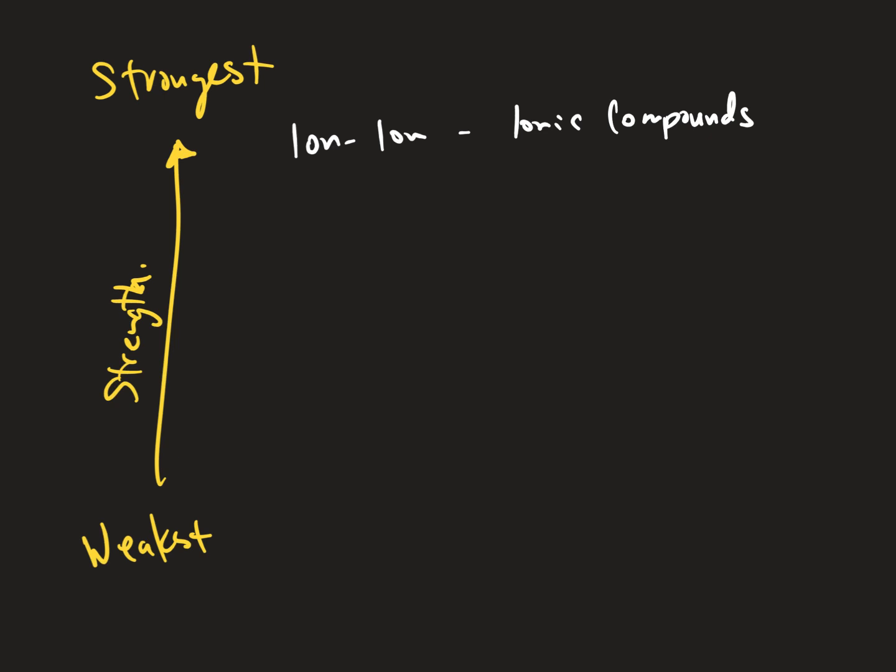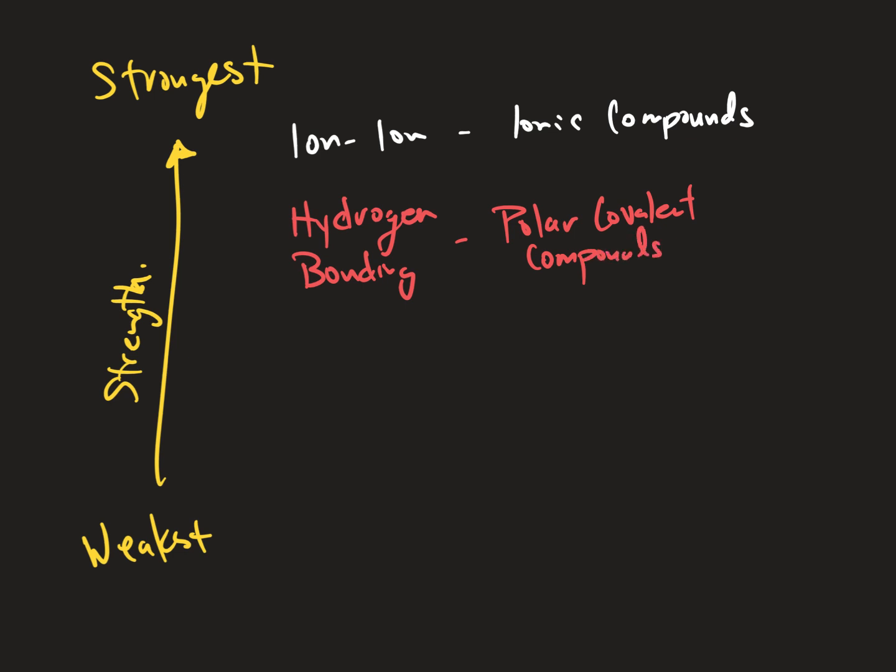And then going into the covalent compounds, we have hydrogen bonding. I'm going to write that a little differently here. Hydrogen bonding. And this is for polar covalent compounds. And I'm going to write one more thing. Only if hydrogen is directly bonded to fluorine, nitrogen, or oxygen. That's why we call it hydrogen bonding. Not because it's bonded to a hydrogen.